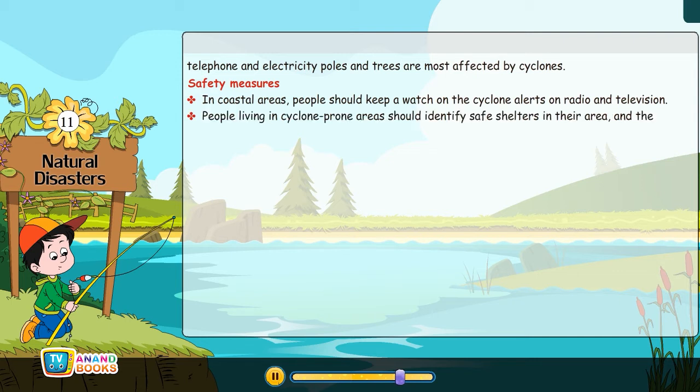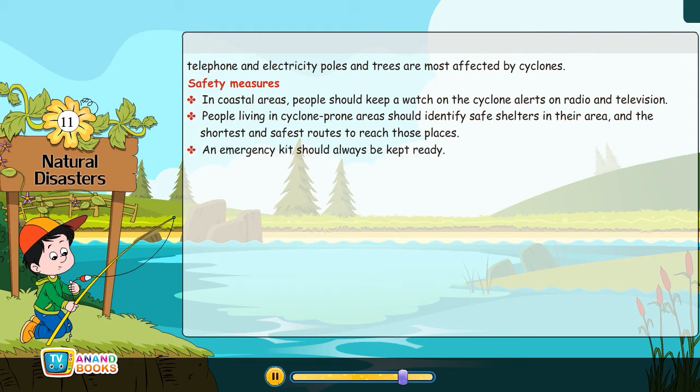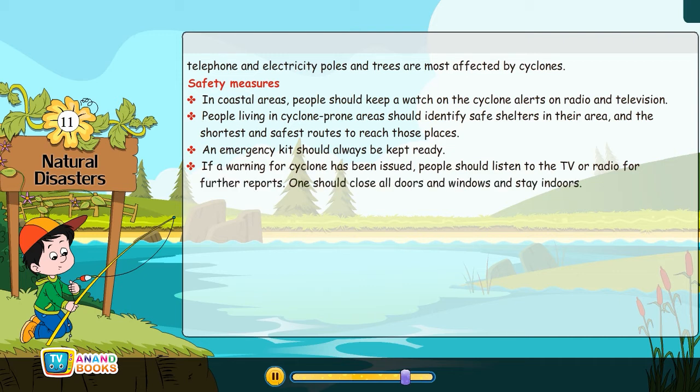People living in cyclone-prone areas should identify safe shelters in their area and the shortest and safest routes to reach these places. An emergency kit should always be kept ready. If a warning for cyclone has been issued, people should listen to the TV or radio for further reports. One should close all doors and windows and stay indoors.